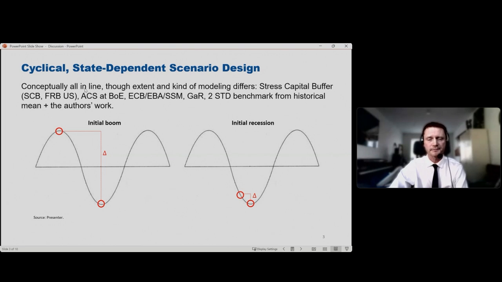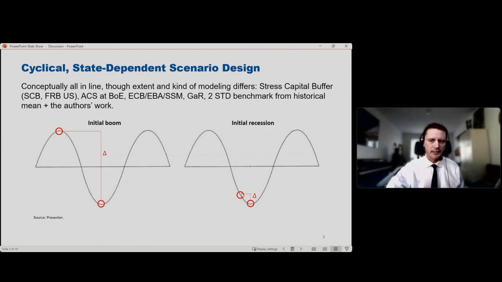And so overall, this is just to say that conceptually, all of this schematic picture is pretty much in line with various frameworks that are around, like the stress capital buffer in the US, the cyclical scenario exercise at the Bank of England, also the ECB, EBA, SSM area-wide stress test exercises, which I would say adhere to this principle, even though there might still be largely linear models around. But there were cases in past exercises where some countries, actually Southern European countries, happened to be in this position on the right side of the chart.